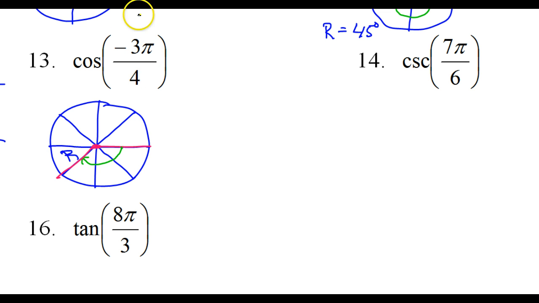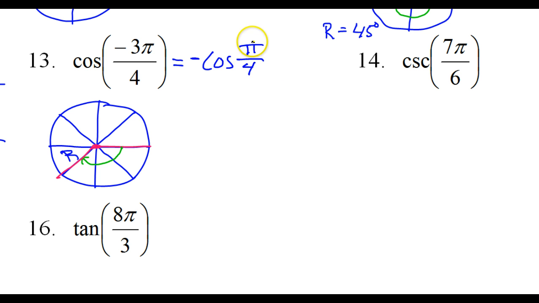So anyway, that tells us that this is going to be the same thing as the cosine of pi over 4, except maybe it needs a negative on it. Does it? Well, yeah, the cosine is the x value, and in this fourth quadrant over here, the x value is negative because it's to the left. So we'll have to put a negative sign on it.